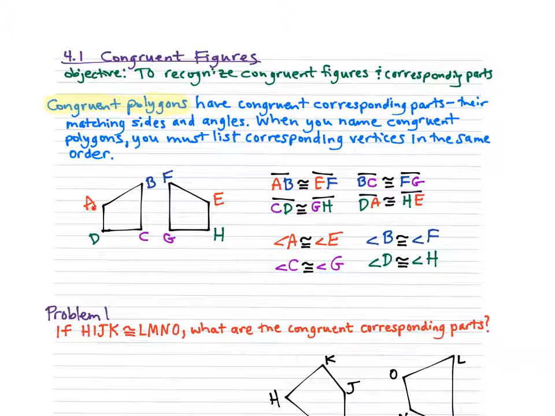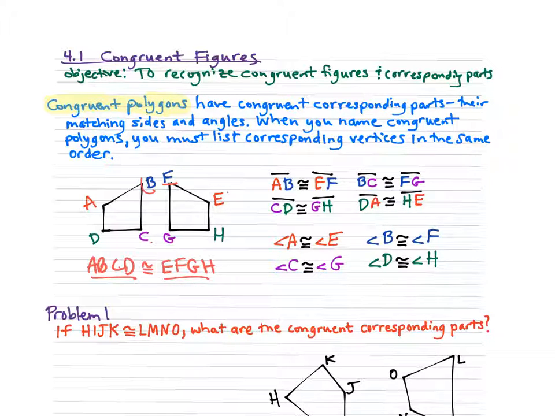See how A and E correspond based on the congruency of them? You would name this one E, F, G, H. So we would actually write that A, B, C, D is congruent to, and now A is congruent to E, so I'm going to write E first. B is congruent to F, so I'm going to write F, and then G and C, and then H and D.